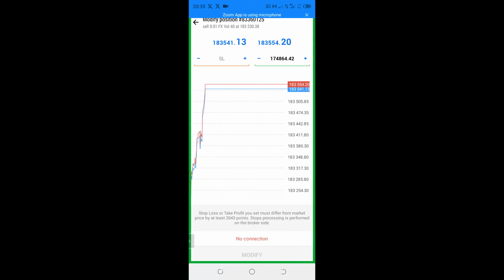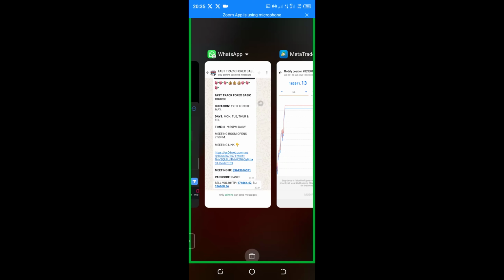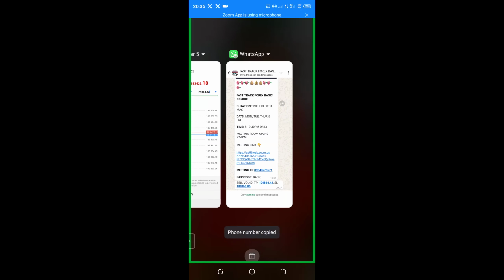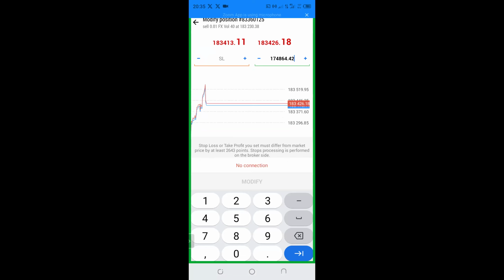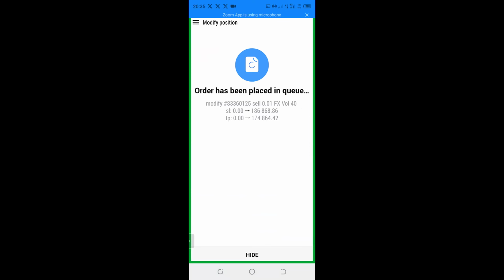So I will go back to my WhatsApp also to copy the SL. This is the SL here, 186868. And I'll copy it, and I'll go back to my MT5. Then I'll paste it on the SL. Then you see this modify now highlighted, and I'll click on the modify. That's all. Okay. Thank you very much.